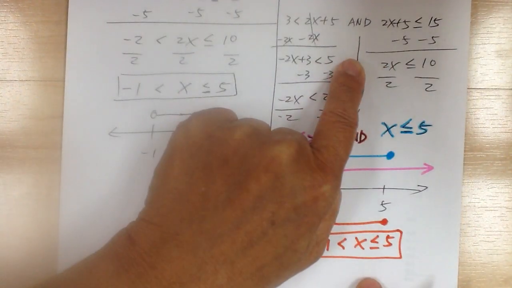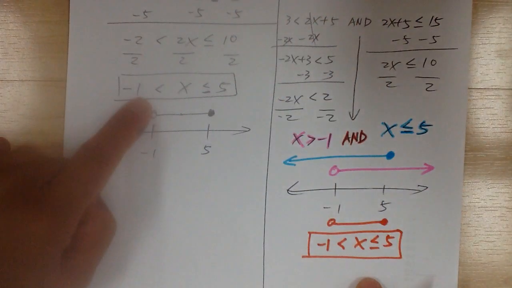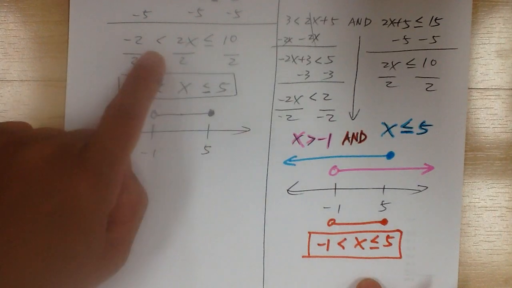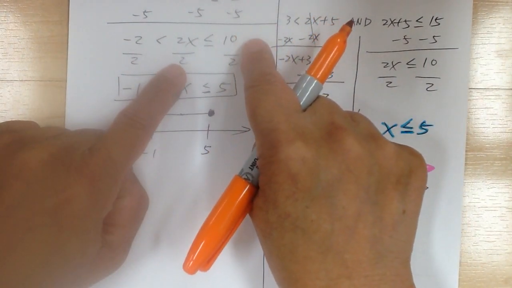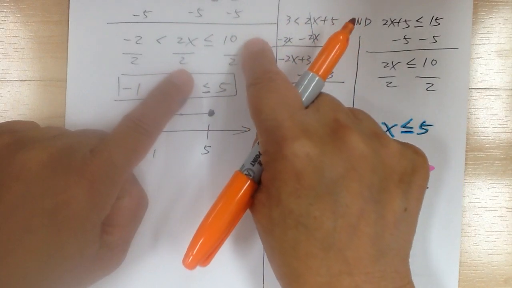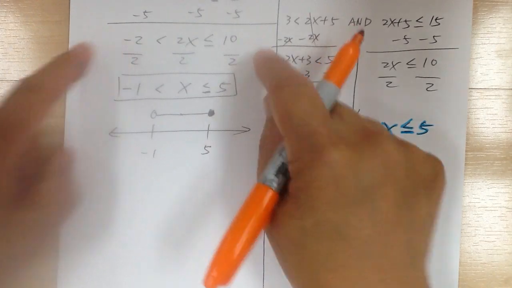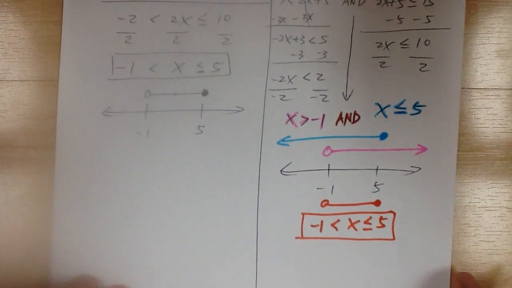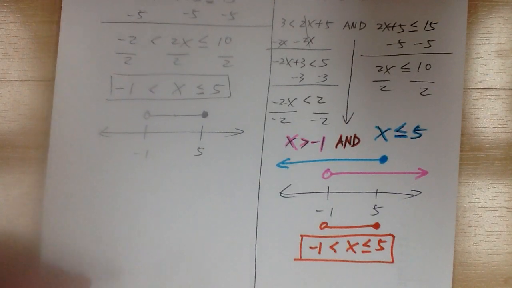Now this way is longer, but this works for any kind of situation. This one is quicker, but it does not work for all situations, because if you have different variables, like a 5x here, you got 2x over here, and you got like 3x over here, then it's not going to work for this method. So just be aware of that. Okay, let's go to example 3.